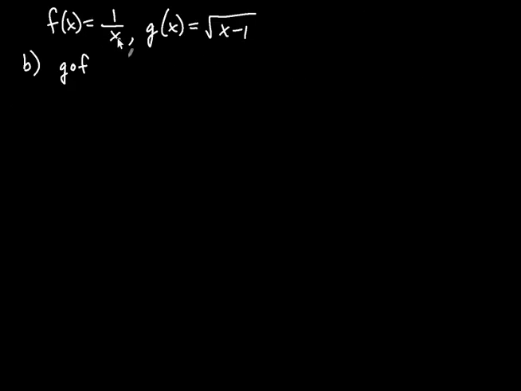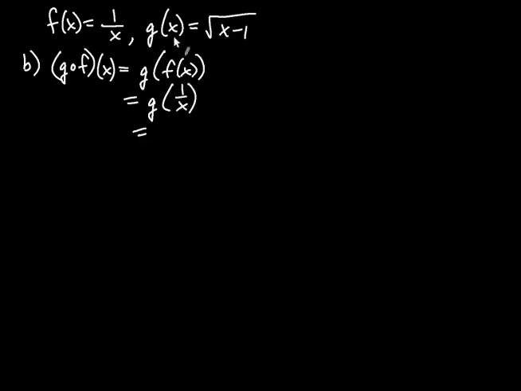So once again, f of x is 1 over x, g of x is the square root of x minus 1. So let's first find g composed with f, and by definition, that's equal to g of f of x. And the way this goes is you replace f of x with what it's equal to, which is 1 over x. So we have g of 1 over x. And then you replace the x in g, right? So x is right here. You replace it with what's inside the parentheses. So we have the square root of 1 over x minus 1. Okay, and that's our function, g composed with f.